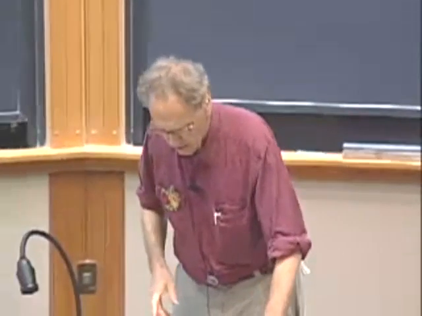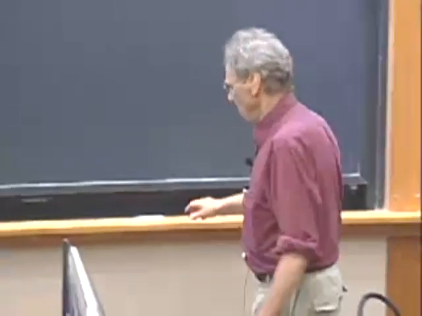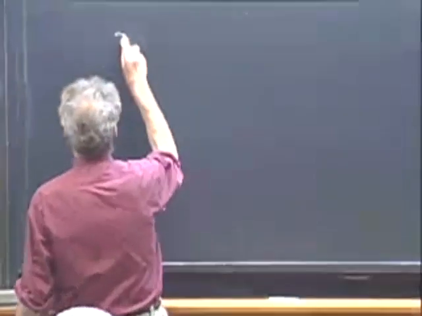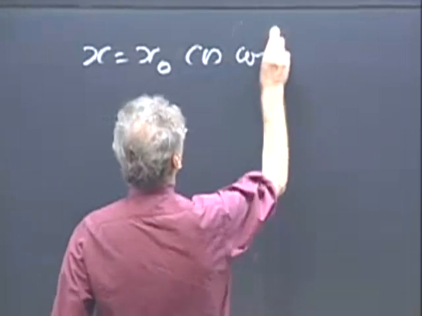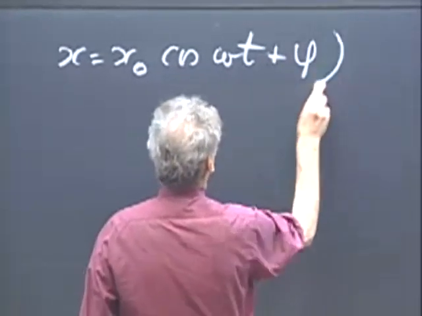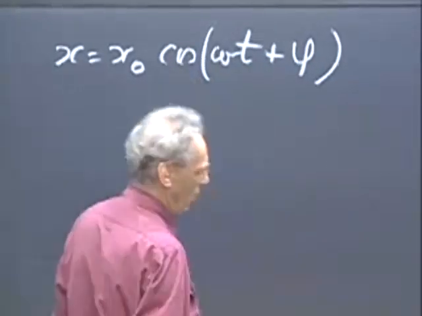Key, absolutely key in this course will be simple harmonic oscillations, because they're extremely common in nature. A simple harmonic oscillation, and you've seen this, of course, in 801, can be written as follows: x equals x0 cosine of omega t plus phi. You can write a sine here if you want to.